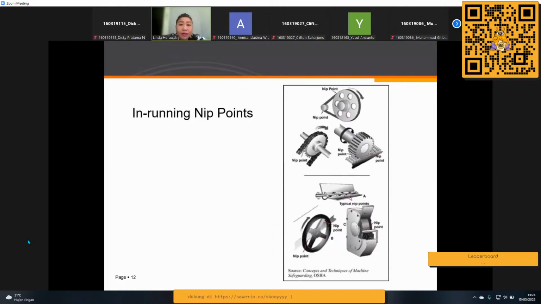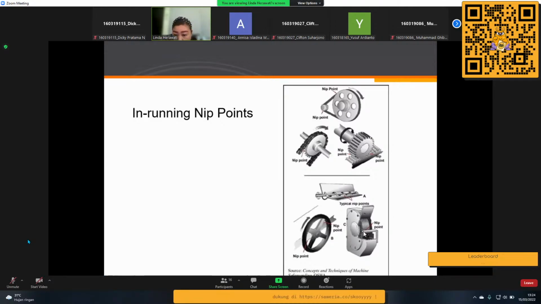The next one is in-running nip points. What we call nip points are like the intersection of gears that move clockwise or counterclockwise. This is the first nip point. This is the second nip point. This is also a nip point, where the gear meets the lower gear. And also in the chain, for example the chain in a bicycle or the chain in a machine, this one is a nip point. And this is also a nip point.